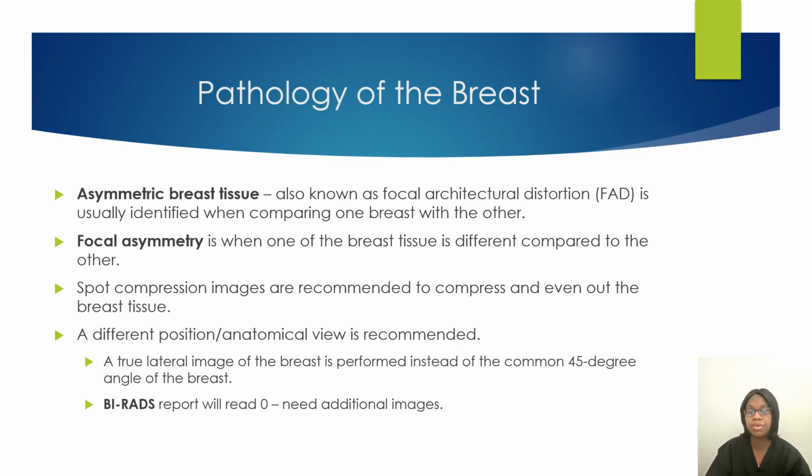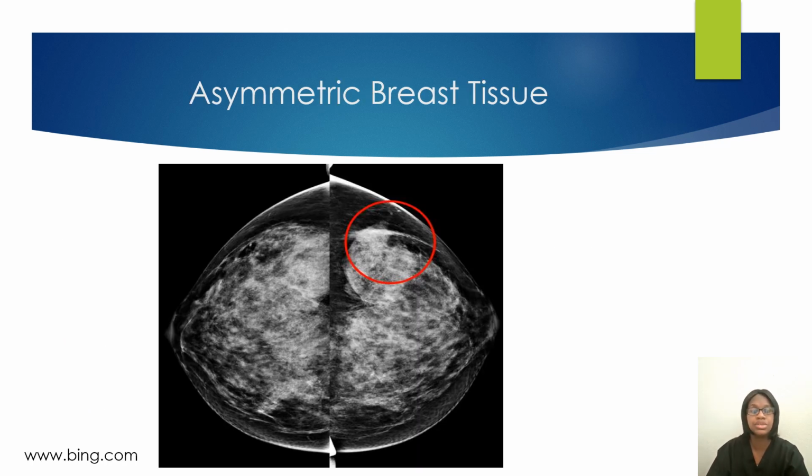On the screening mammogram report, the BI-RADS score will read a 0 because the patient needs additional images. So they will come back and have those spot compression images done. Once they have, the report will state whether it's benign, negative, needs follow up, or is suspicious. It will have a different BI-RADS score number once they come back and get the additional images performed. This is your example of asymmetric breast tissue, where the red circle is.